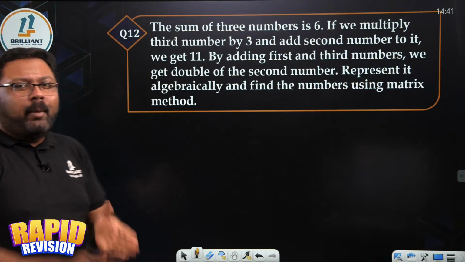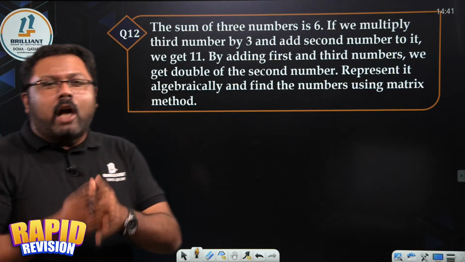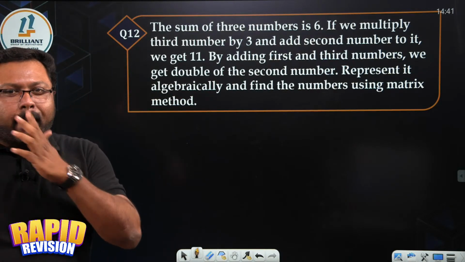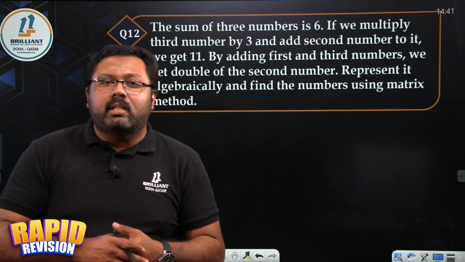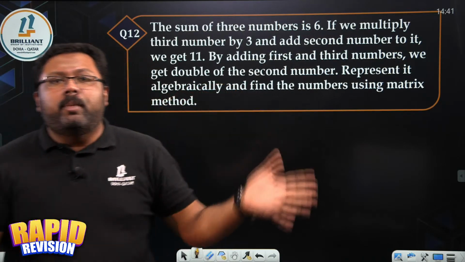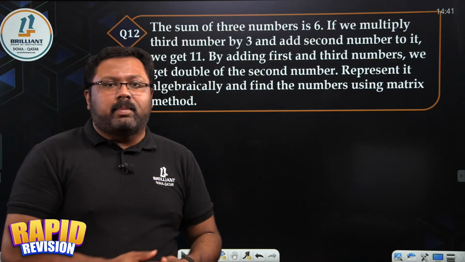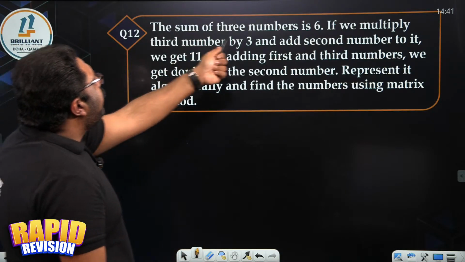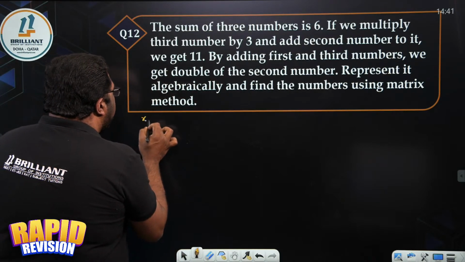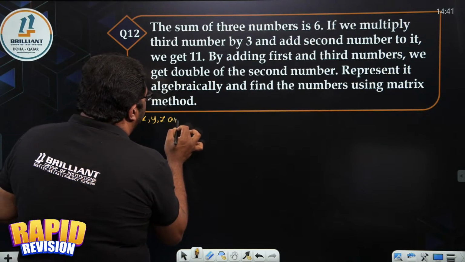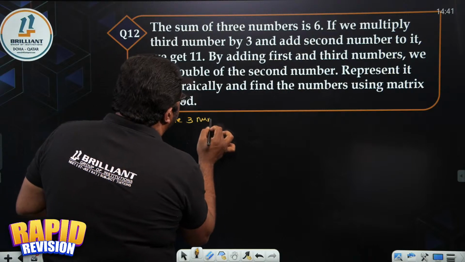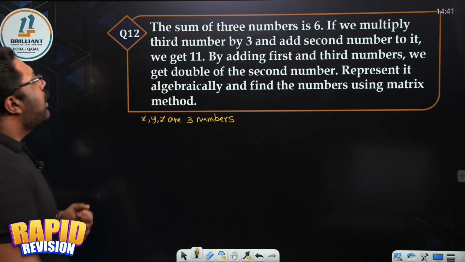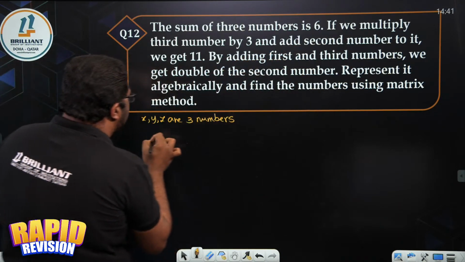Now I put a few questions where they will not give you the system of equations, but you have to form the system of equations. Maybe if they want to make it twisted in the exam hall, they give you a word problem and want you to create the system of equations, then they can ask questions like this. The sum of 3 numbers. Let's assume x, y, z are the 3 numbers. The sum of the 3 numbers is 6.